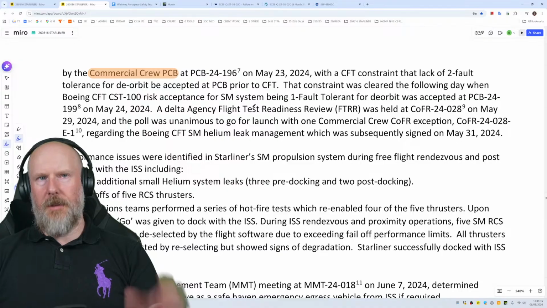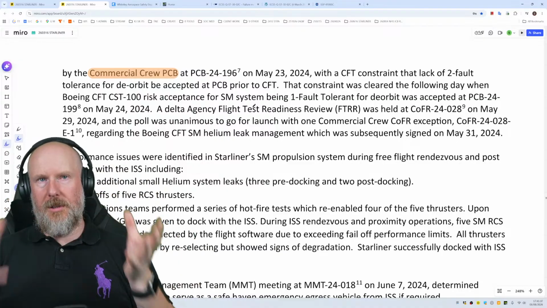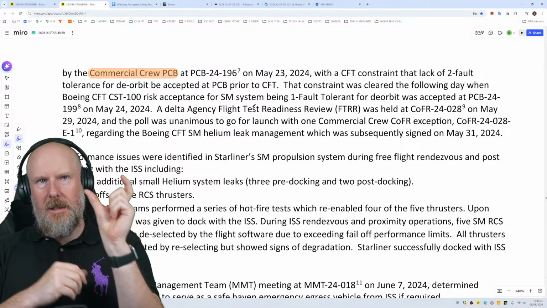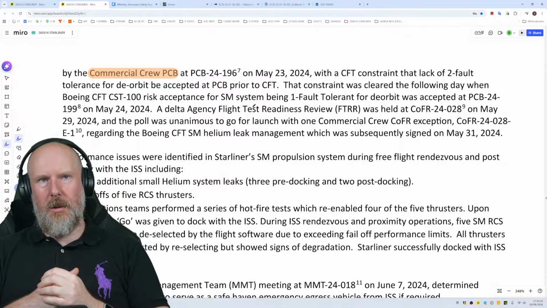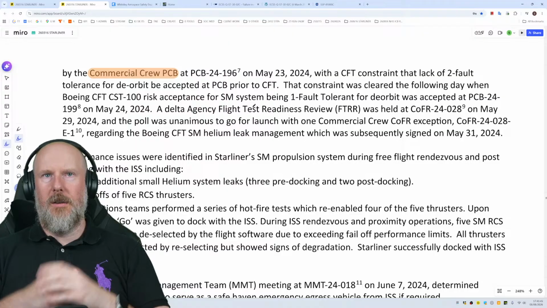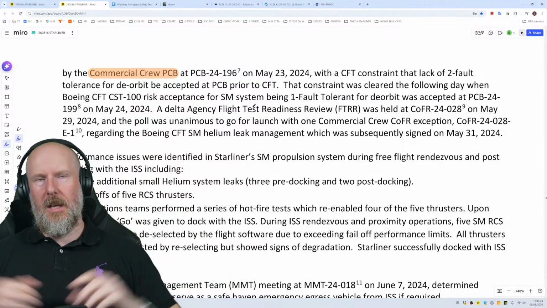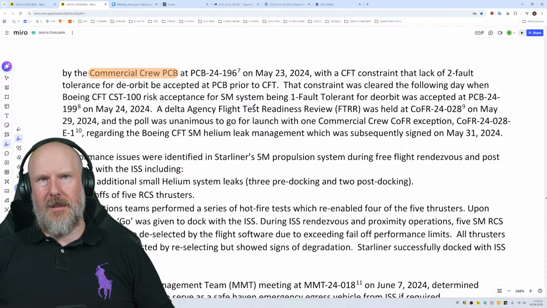So if you're thinking about the control structure for those decisions about accepting those risks, it is the entity, the Commercial Crew Program Control Board, that made that decision. And of course, if you zoom into that board, there's going to be various stakeholders involved in that.